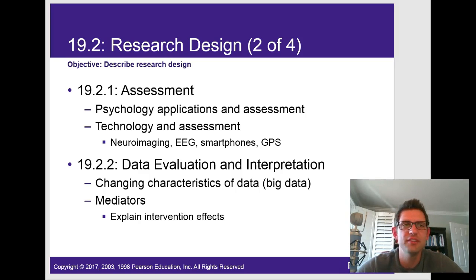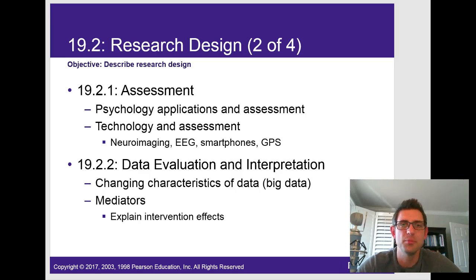Smartphones, GPS, I mean, these are just ways that we can track people differently. We can use location finder, and we can get big data here, which kind of brings us to 19.2.2 here with data evaluation and interpretation, where because of the technology that's changing, because of the tools we have now, we don't just have to rely on paper and pencil surveys.